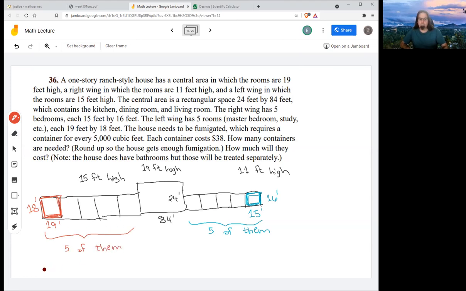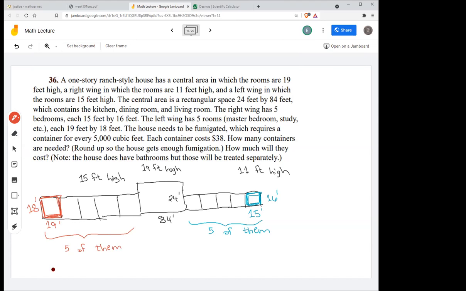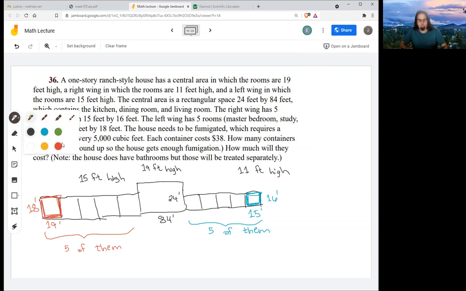Everyone okay with my picture? Yeah. I'm imagining that in real life, it's probably true that there's like some hallways and some of these rooms are over here and so on, but I don't care.